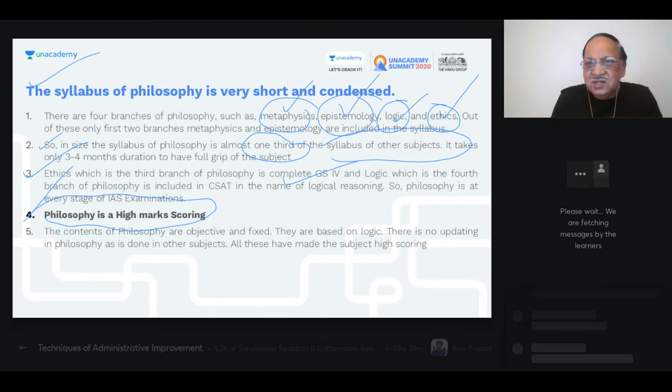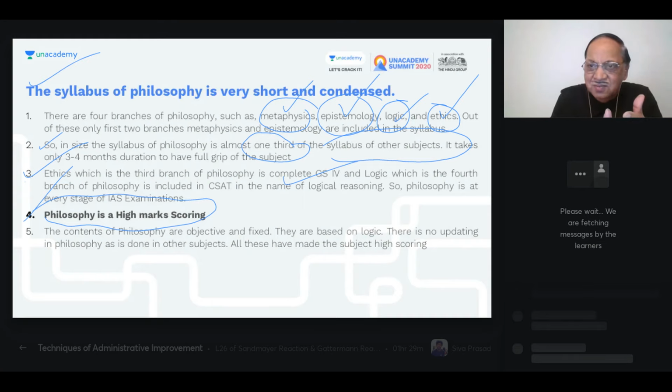And the third reason why philosophy is high marks fetching is that every point a philosopher makes is based on logic. So once you know the reason, the basis on which that view was established by a philosopher, you can score very high marks. So these are the three reasons why philosophy has become a high scoring subject.